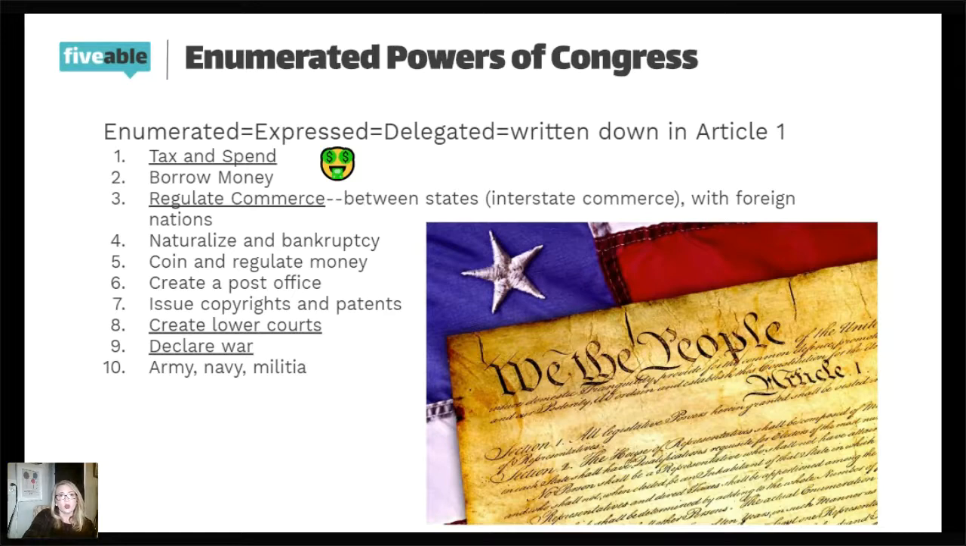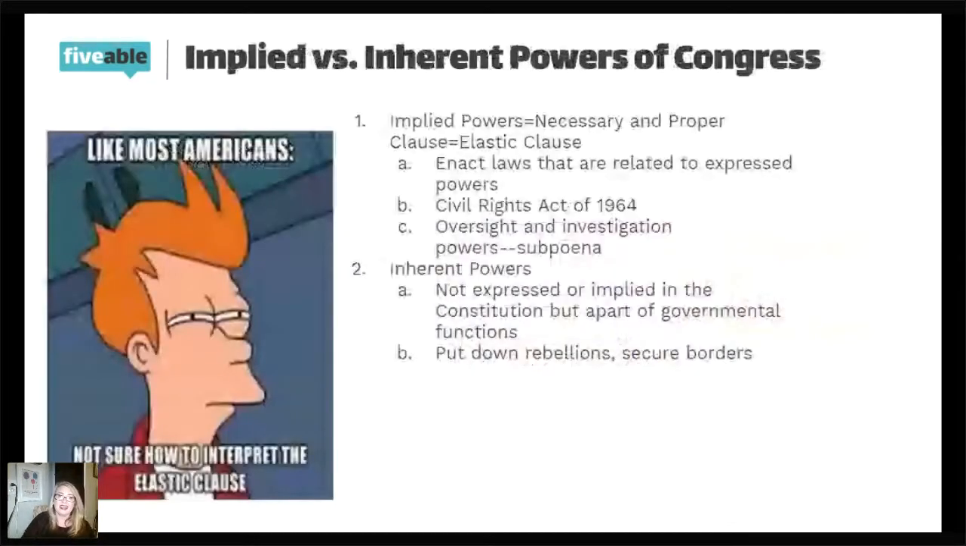Okay. So there are enumerated powers, implied powers, and inherent powers. And if you see the little meme that I showed you there, a lot of students have difficulty understanding what an implied power is. So if I imply something, I am kind of hinting around at something, or I'm basing it off of something else. So here the implied powers are powers. By the way, we get this from the Necessary and Proper Clause in the Constitution. We also call this the Elastic Clause. So it says that Congress can make any laws that are necessary and proper in order to fulfill the enumerated powers. So the implied powers are based on the enumerated powers.